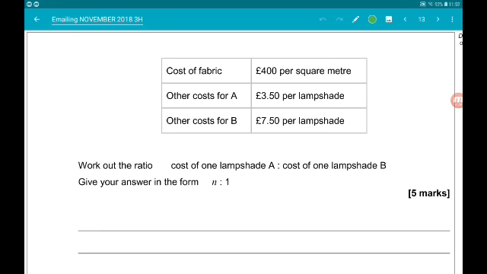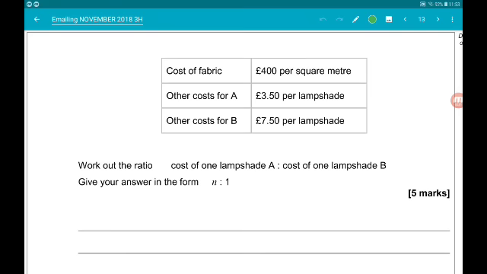Okay, we're given a table of costs. So the fabric, for some reason, costs £400 per square metre. Now, I don't know much about fabric, but that seems really expensive. It must be liquid gold or silk, maybe. Other costs for A is £3.50 per lampshade, and other costs for B is £7.50 per lampshade.